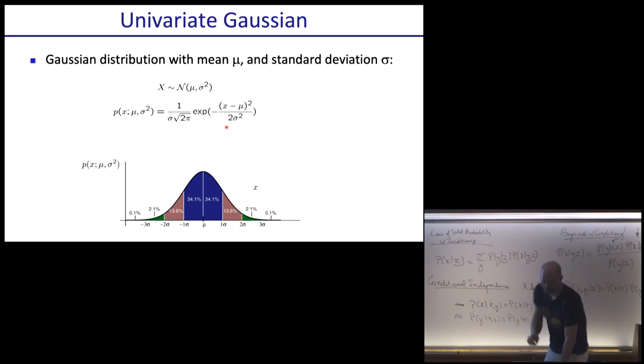The normalization constant up front, you do some calculus and you find out that to make sure this quantity integrates to 1, you need to put up front 1 over sigma, times 1 over square root of 2 pi.